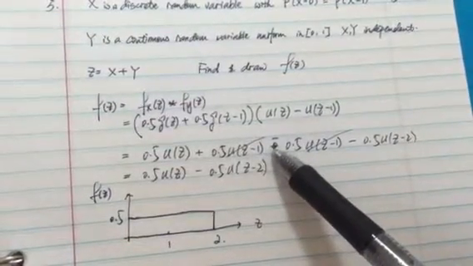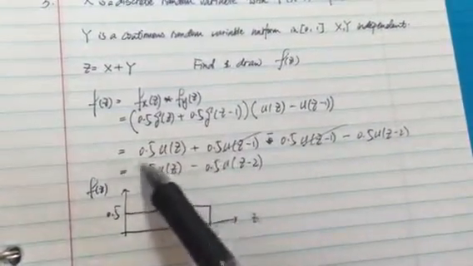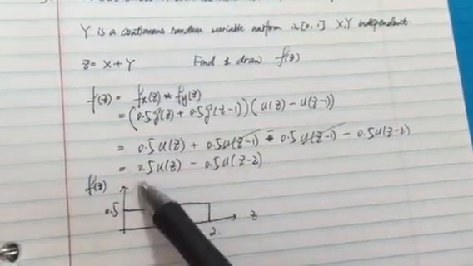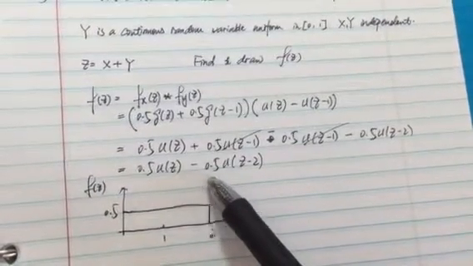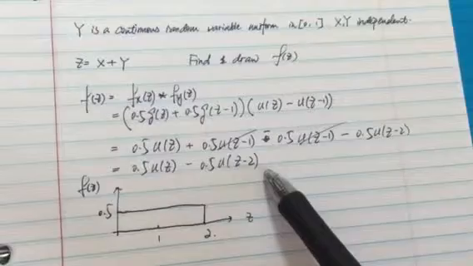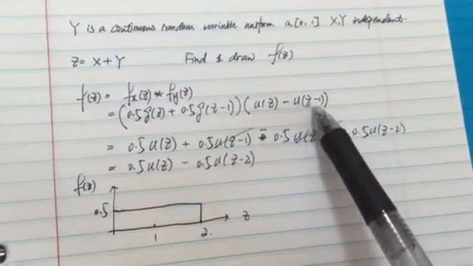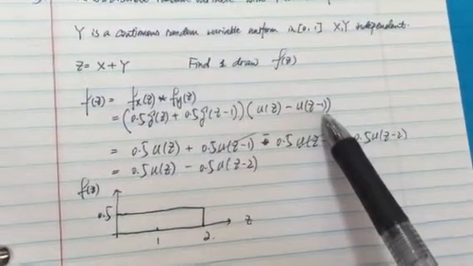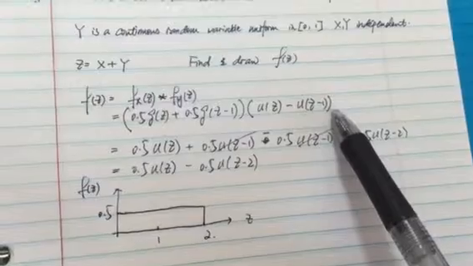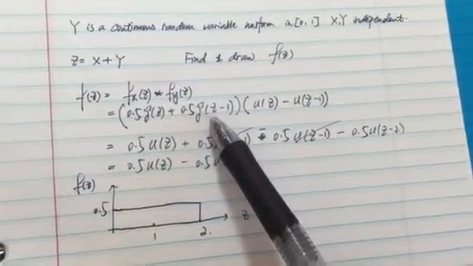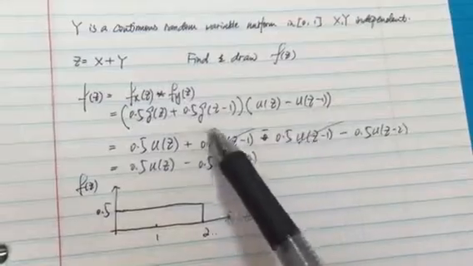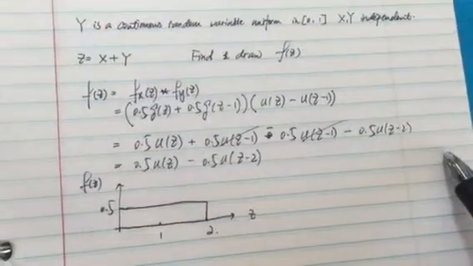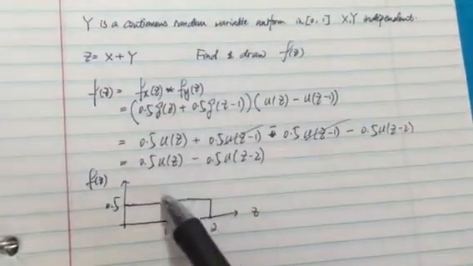And then this is just the result from this one, and then these two cancel out. We have 0.5 unit step function of z minus 0.5 unit step function of z minus 2. Z minus 2 comes from here. The z minus 1 is that shifted to the right by 1 unit, and this one also shifted to the right by 1 unit. So when we multiply them, we have to do it with the shift of 2 units. So we have the z minus 2 here.